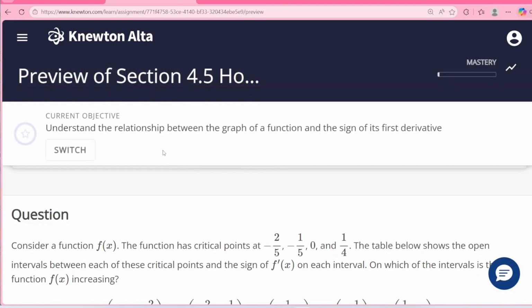So switching the objective again. Understand the relationship between the graph of a function and the sign of its first derivative. This is where I mentioned earlier how, right, when the first derivative is positive, the function will be increasing, going up as you go from left to right. And where the derivative is negative, that's where the function will be decreasing, or going down as you go from left to right.